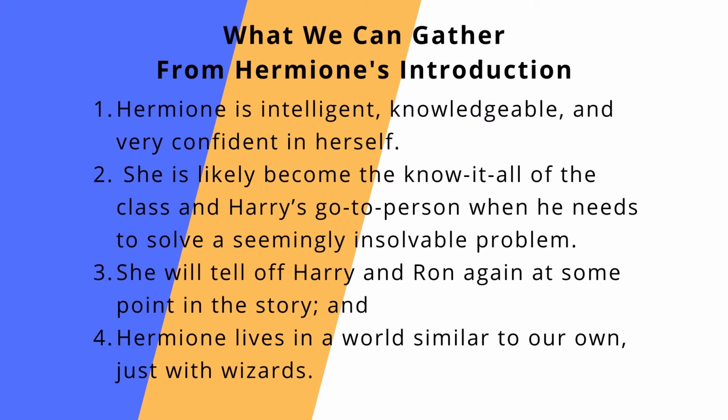Hermione is intelligent, knowledgeable, and very confident in her abilities. 2. That she is likely to become the know-it-all of the class and Harry's go-to person when he needs to solve a seemingly insolvable problem. 3. That she will tell off Harry and Ron again at some point in the story. And 4. That she lives in a world similar to our own, just with wizards. Plus, we are introduced to Hermione around 1/5 of the way through the first novel in the series, highlighting her significance to the plot.